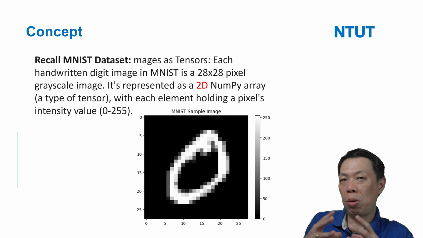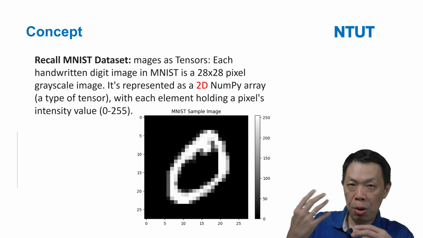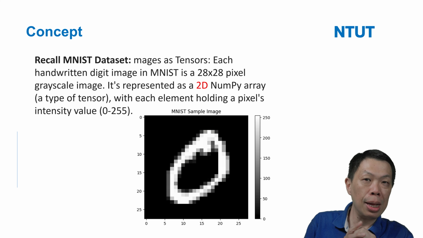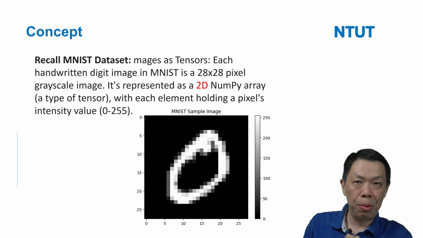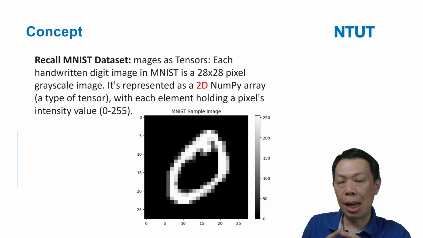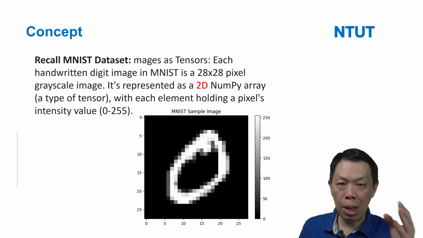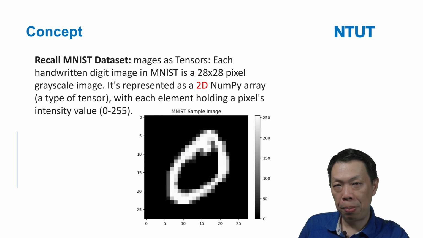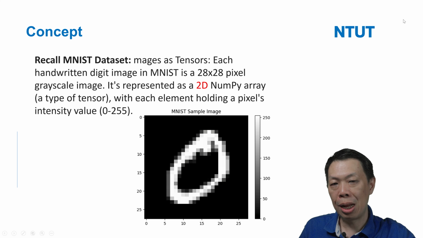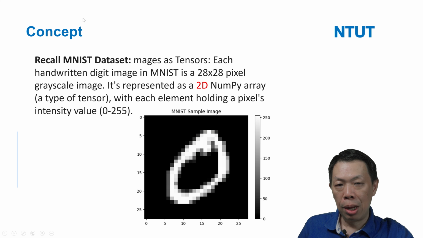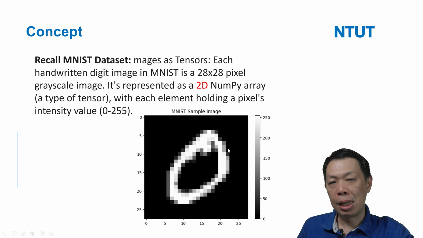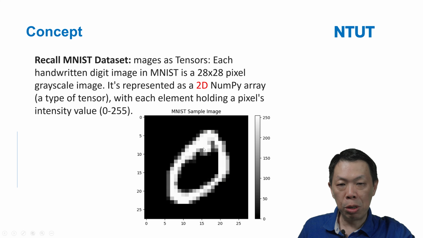Remember the first Colab we practiced before is the DNN Colab, right? We use the MNIST data set. That is a data set used to recognize handwritten digits from 0 to 9. This is only a recall to help you memorize the data set. It's a 28 by 28 two-dimensional grayscale image data set.